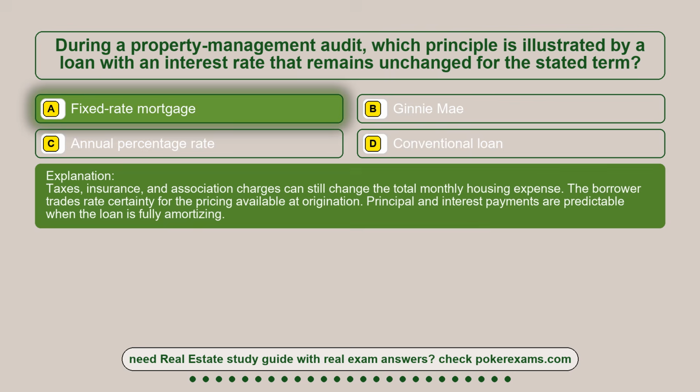Taxes, insurance, and association charges can still change the total monthly housing expense. The borrower trades rate certainty for the pricing available at origination. Principal and interest payments are predictable when the loan is fully amortizing.